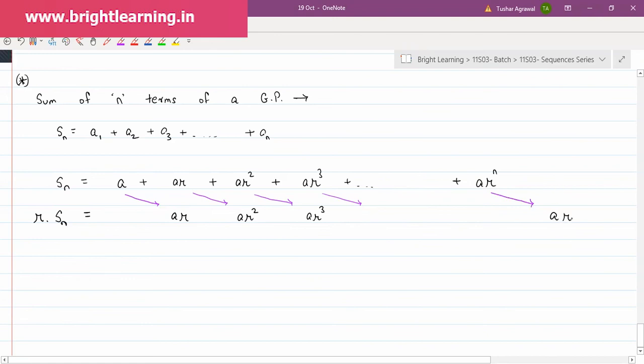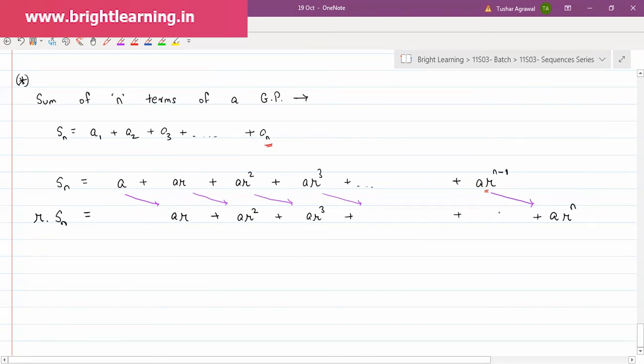One minute, I've made some mistake. Yes, students, this nth term is a r to the power n minus 1. That is the blunder that we committed. The nth term is a r to the power n minus 1, that was the last term. So when that term gets shifted ahead, it will become a r to the power n. Okay, got it? And this is all in addition only, r times Sn.